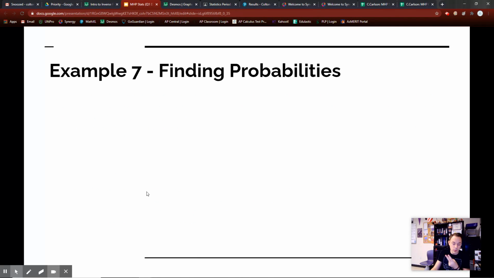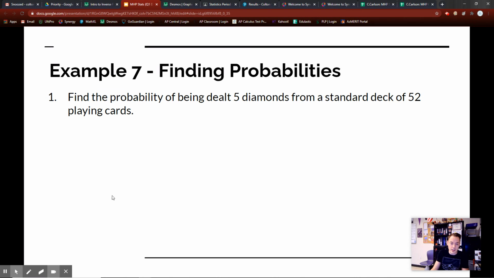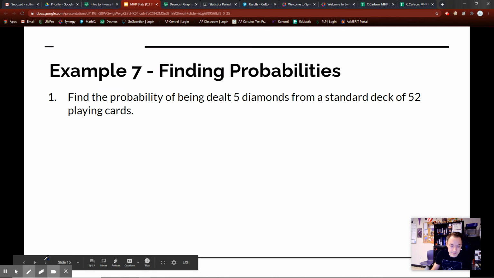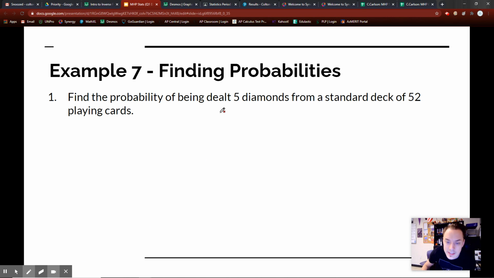I'm going to go through 2 more examples. There are actually 2 parts each in those examples so that we can solidify it. A little harder examples. So finding the probability of being dealt 5 diamonds from a standard deck of 52 playing cards. This is a little bit harder, so we need to understand, first of all, that order does not matter. Why doesn't order matter? Because the deck is completely at random when you first start playing, which tells me it's combinations.